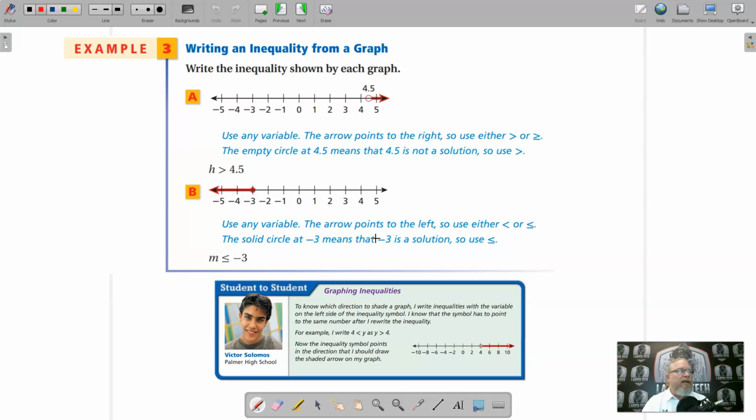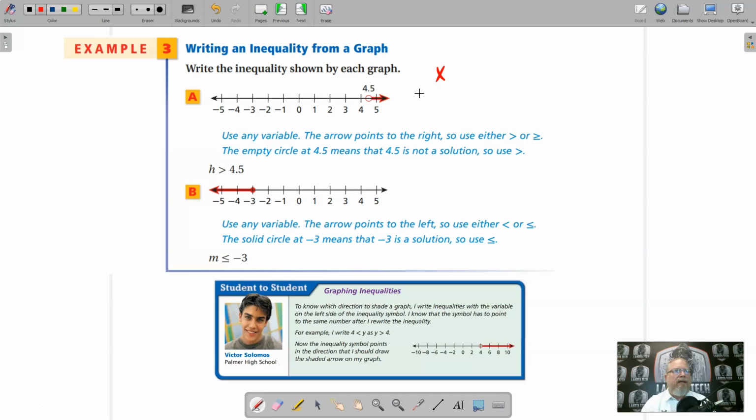Write the inequality shown by each graph. Well, we see here that our graph is at 4.5. It is an open dot, and it's everything greater than 4.5. So let's go ahead and say that, and they're using the letter H. I don't know how we're supposed to know that, they insist upon using H. I prefer X, so I'm just going to use X.